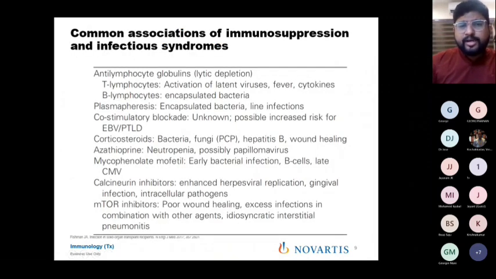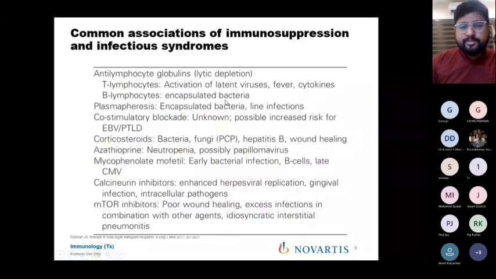Now, let's try to correlate certain drugs and the possible infections they make patients prone to. When you use anti-thymocyte globulin, you can have activation of latent viruses. With B cell suppression, you can end up with encapsulated bacteria. When patients undergo plasmapheresis, in ABO incompatible or sensitized transplants, the chances of infections like line infections and encapsulated bacteria are high.